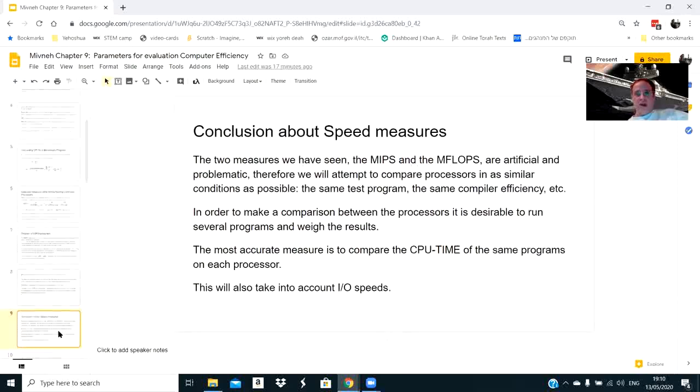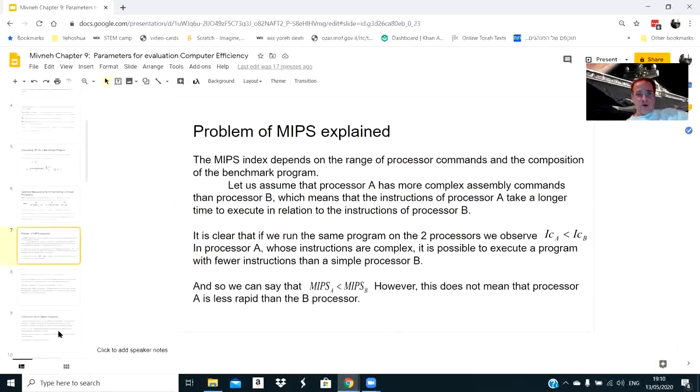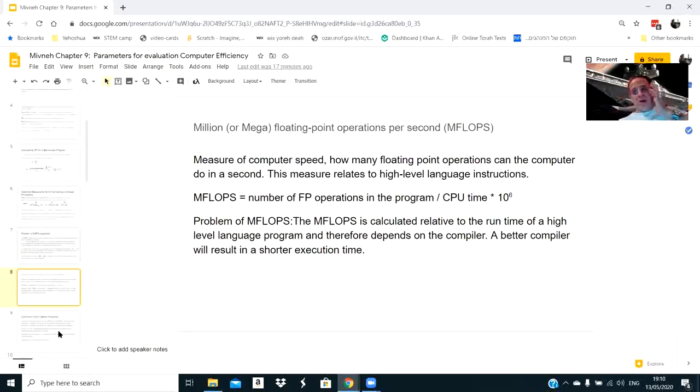So we have a different method of measuring. And the different one is called MFLOPS, which is million or mega floating point operations per second. And what I do here is I take a high level language and I say how many floating point operations this program can do in this benchmark program in a given time.